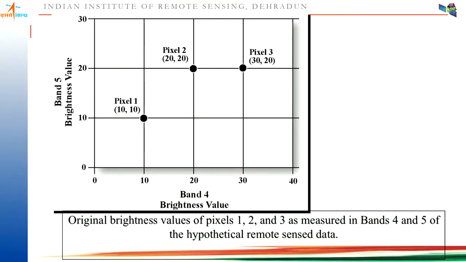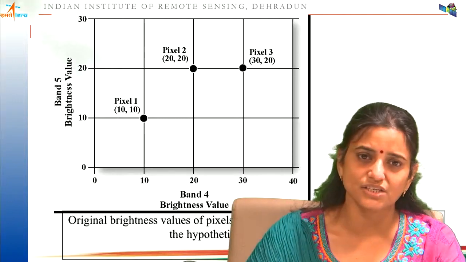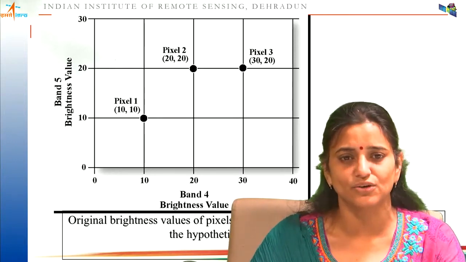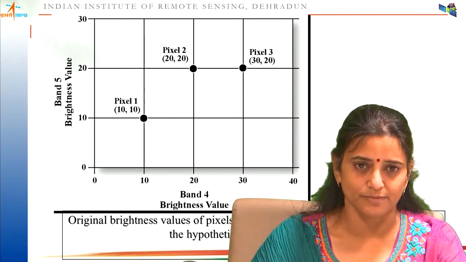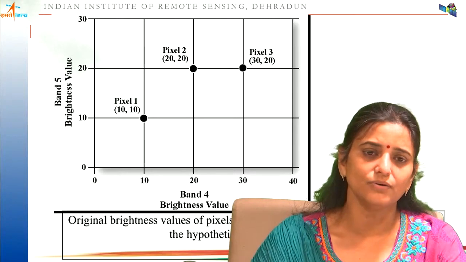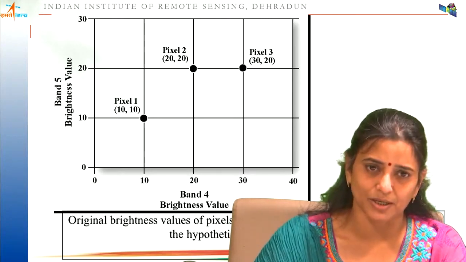Suppose we have a hypothetical image which has 3 pixels: pixel 1, pixel 2 and pixel 3. Pixel 1 has a value of 10 and 10. Pixel 2 has a value of 20 and 20 in 2 bands, and pixel 3 has a value of 30 and 20. Now, how is pass 1 happening?